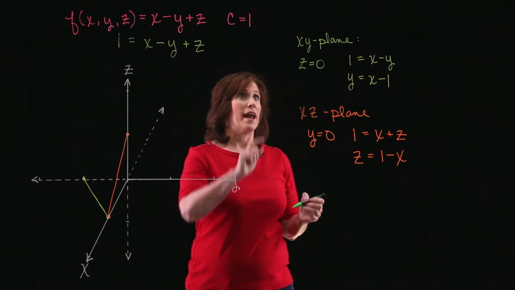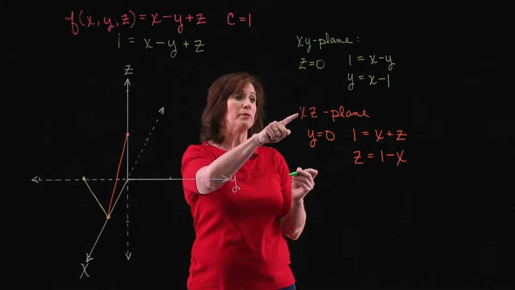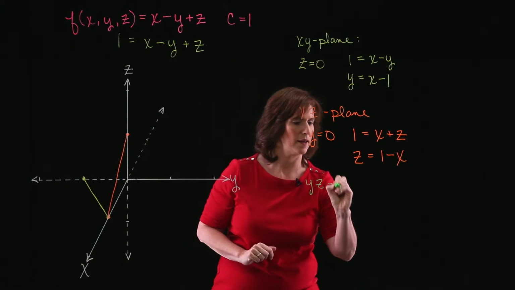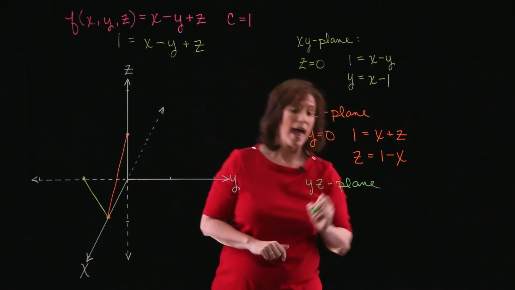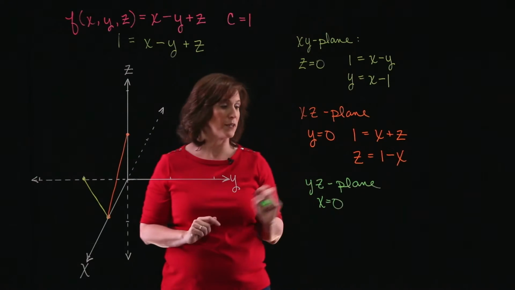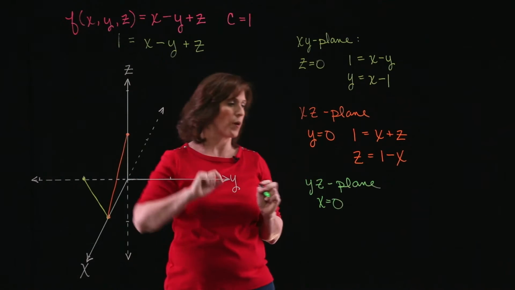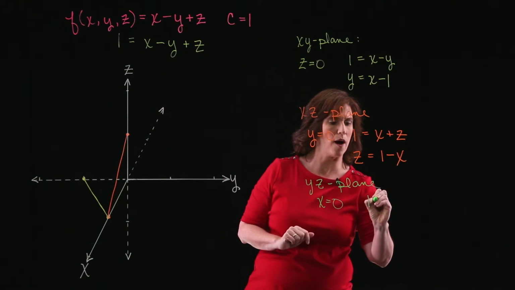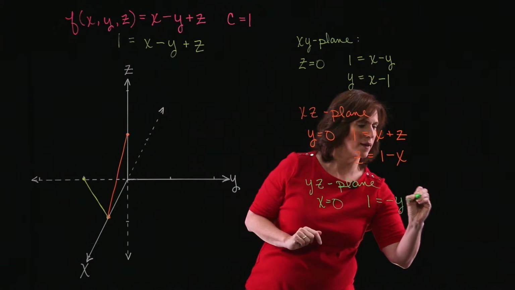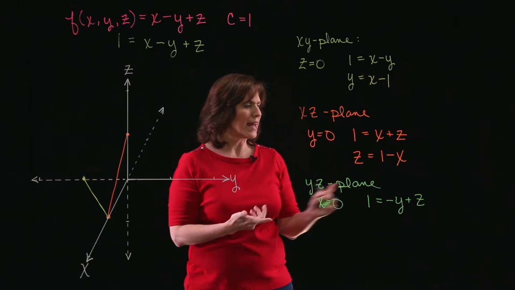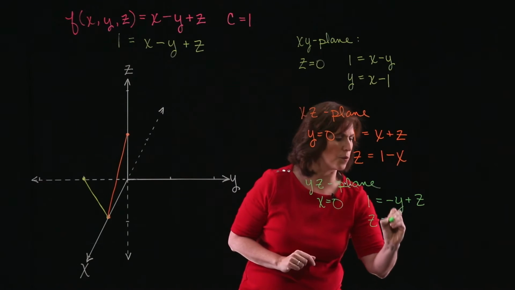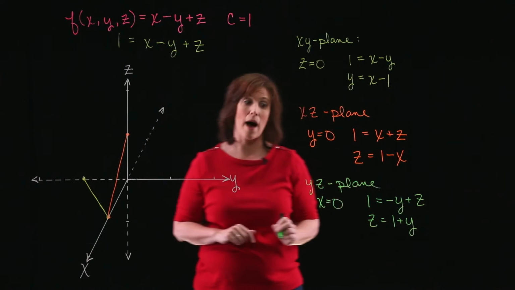All right, last one. I've got the xy plane, the xz plane, and now I need the yz plane. And I'm going to look at the case where x is equal to 0. That's my trace that I'll use. So what does my equation look like then? It's going to be 1 equals 0 minus y plus z. And again, I'm going to go ahead and solve that for z. So z is going to equal 1 plus y.